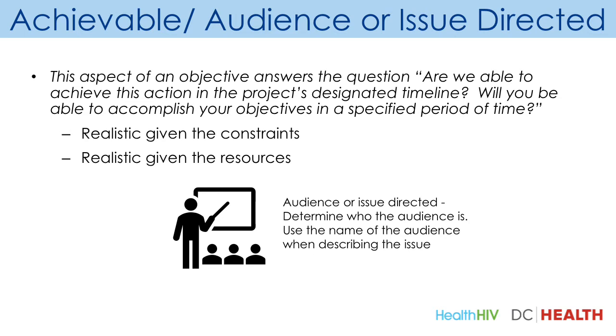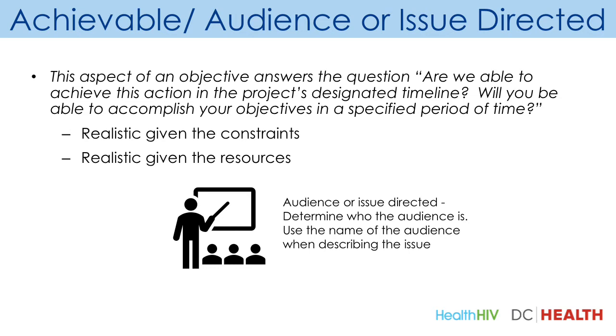With regard to achievable, this aspect of an objective answers the questions, are we able to achieve this action in the project's designated timeline? Will you be able to accomplish your objectives in a specified period of time? Objectives should be within reach for your team or program, considering available resources and time. Objectives that are feasible and those that are achievable should be able to be accomplished.